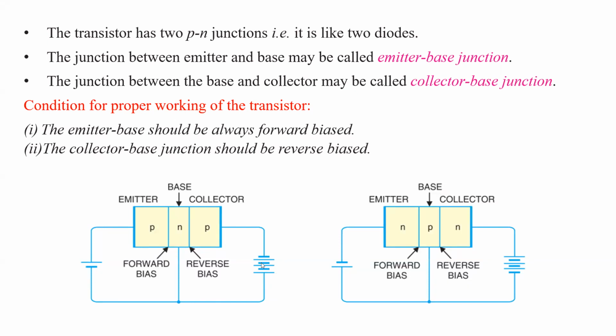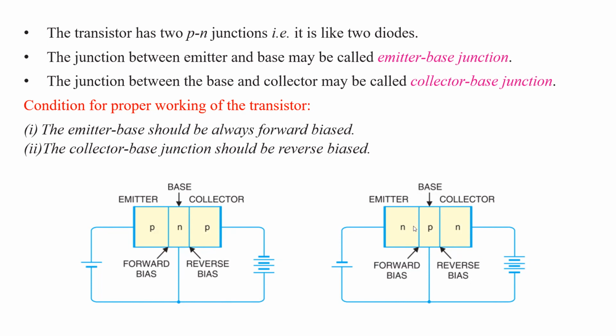The second battery used here basically reverse biases the collector base junction. Here the collector has to be reverse biased. So the collector is P type. That's why it is connected to the negative of the battery. Base is N type, and that is connected to the positive of the battery.